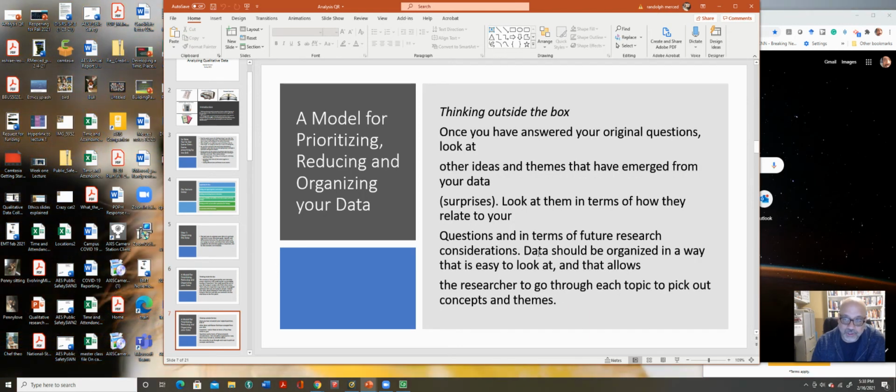Thinking outside the box, once you've answered your original questions, look at other ideas and themes that may come out, and there may be some surprises for you. Look at them in terms of how they relate to your question, and in terms of future research considerations. In the work you're looking at, you might have uncovered something else that might be significant. And you can say, you know what, in your responses, you want to have an area of consideration for future research. That data could be organized to do that.